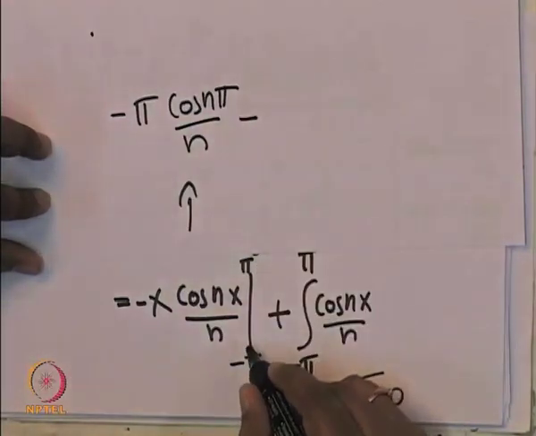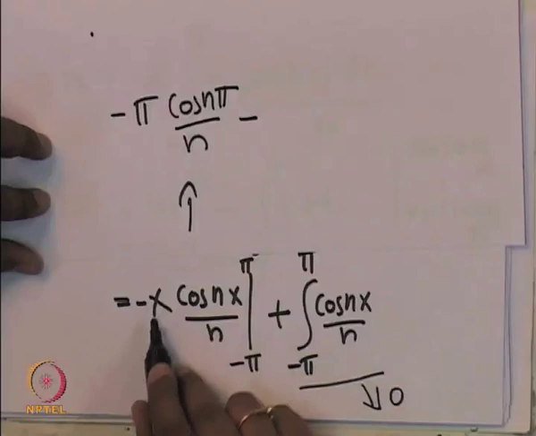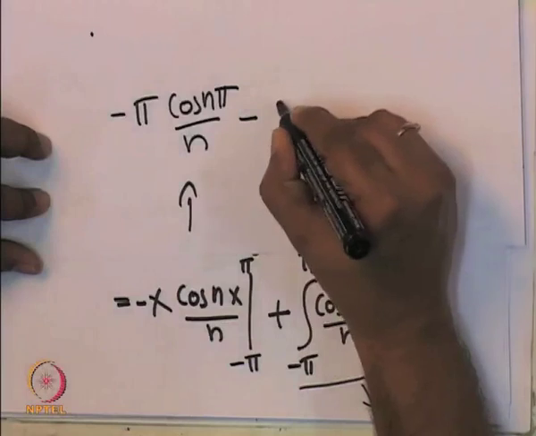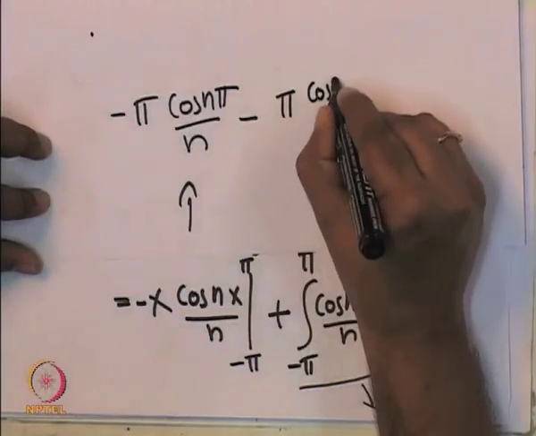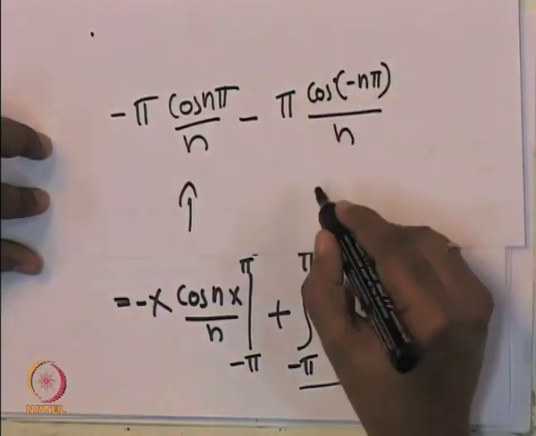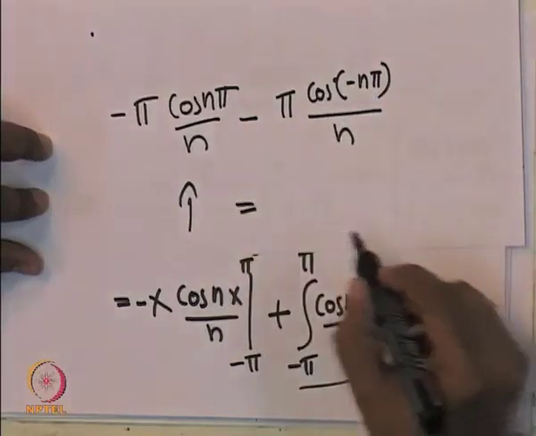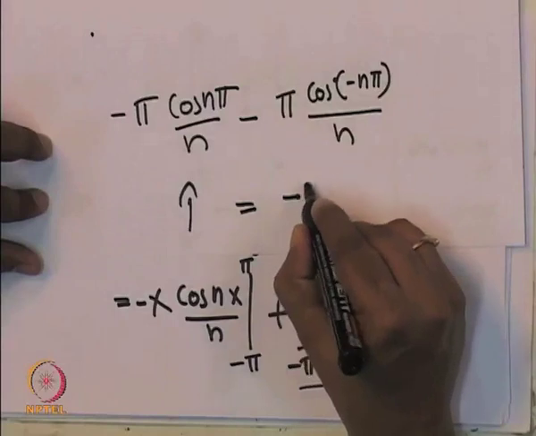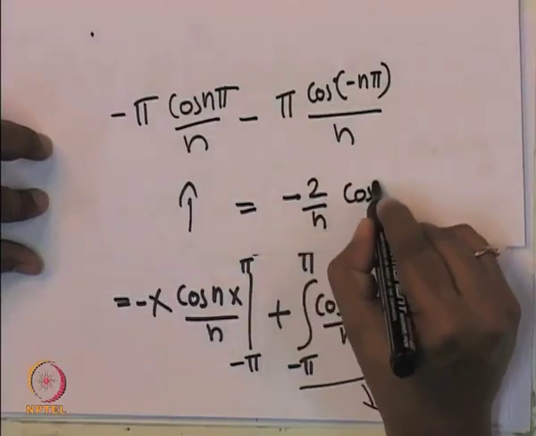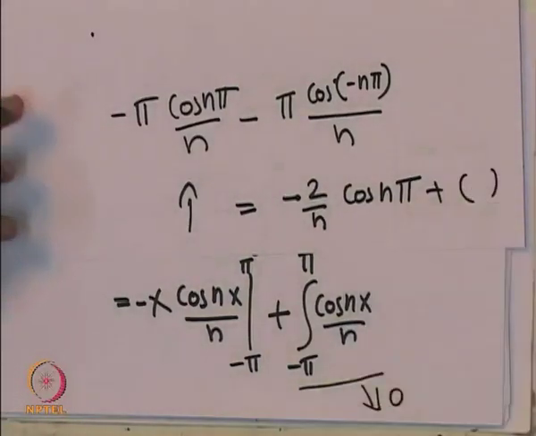minus, you apply minus pi. So, when you apply minus x, x is minus pi, this will become plus. So, this is minus itself. So, this is again pi cos minus n pi divided by n. You know that cos minus n pi is same as cos n pi. So, this will become minus 2 by n cos n pi plus some term which will essentially become 0.